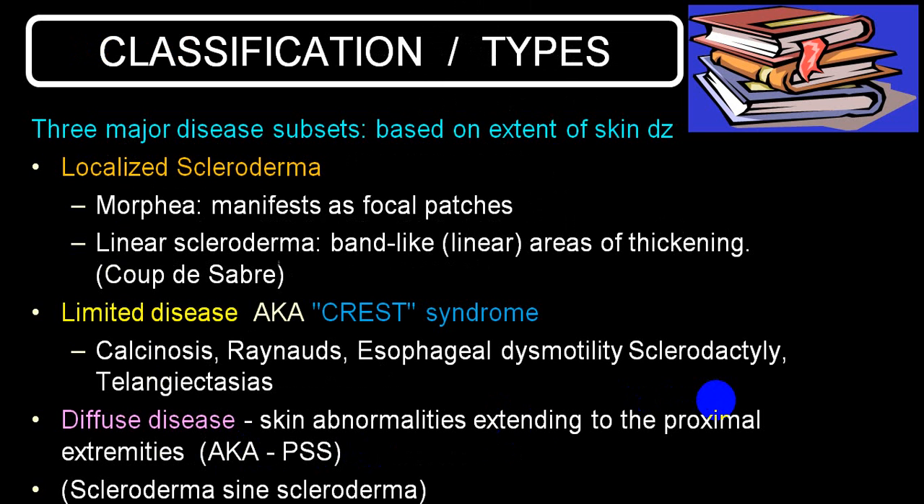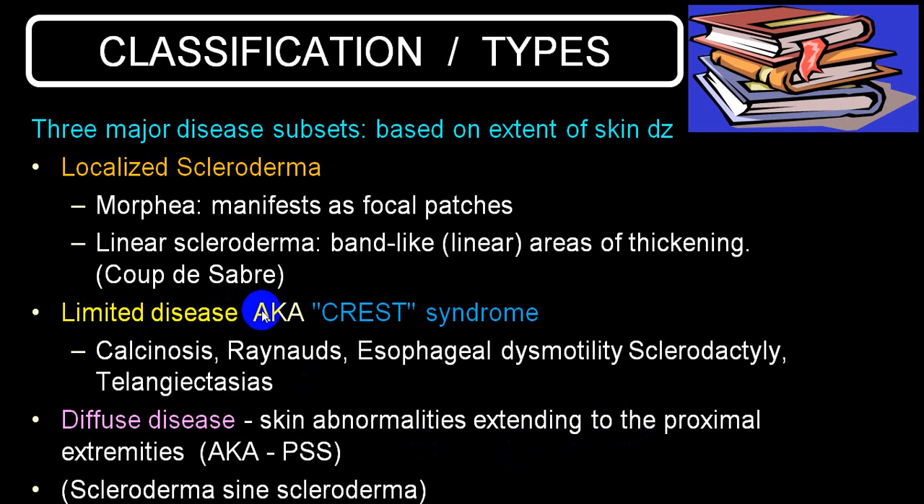Basically, it is classified into three common varieties, that is localized variety, limited variety, and diffuse disease. Diffuse disease is given the name scleroderma or primary systemic sclerosis. It is also called scleroderma sine scleroderma, and that involves skin extending from proximal extremity. So it is starting from proximal to distal, right from the tip of the finger, etc.